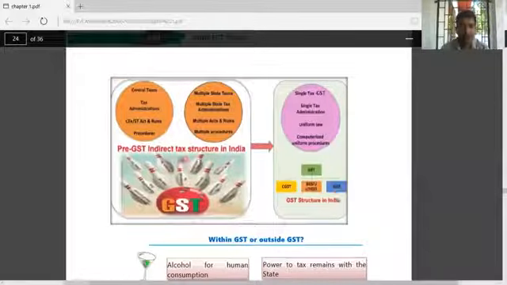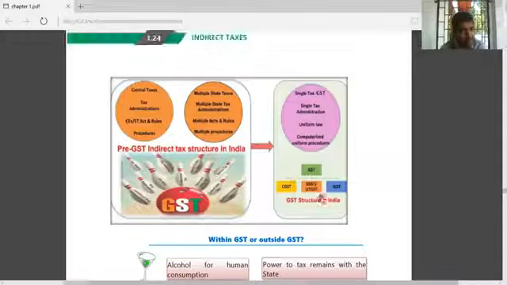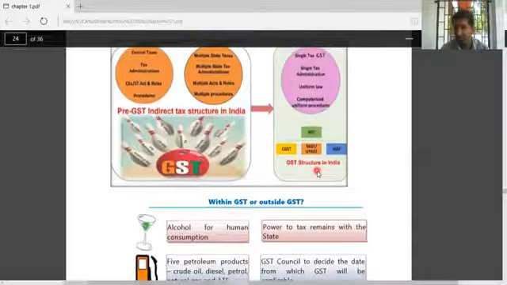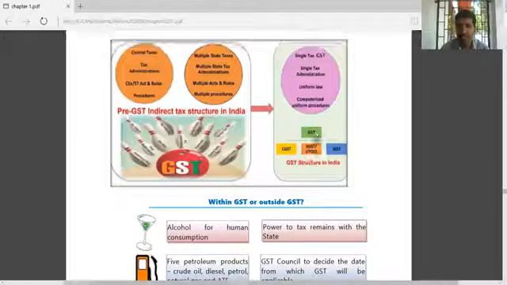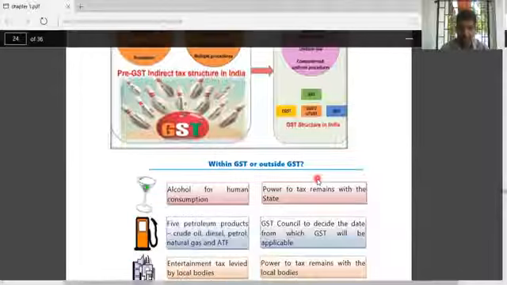So pre-GST indirect tax structure, GST structure in India. Central taxes and multiple state taxes were there earlier. Now there is a single tax administration and uniform law. So one nation, one tax, one market. That is actually the motto of GST. Now in GST, we charge CGST plus SGST, or we charge IGST. So it is a dual model GST structure.